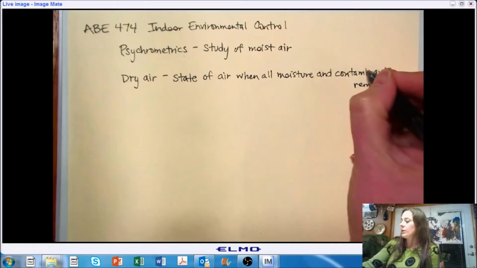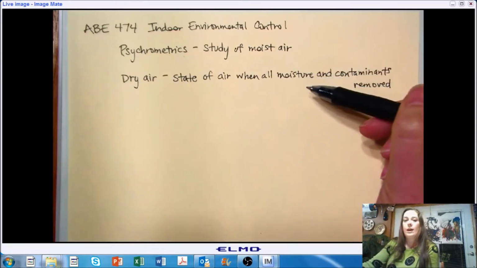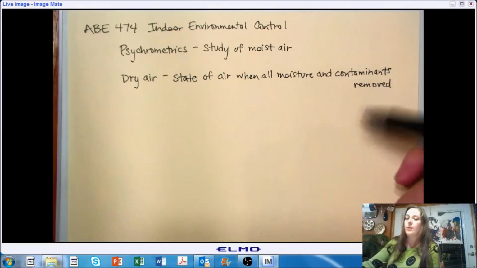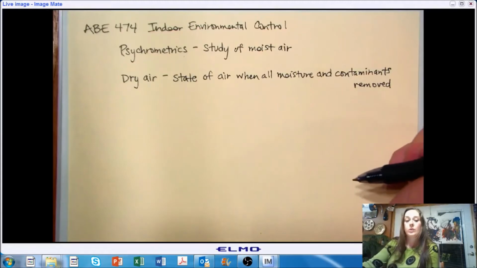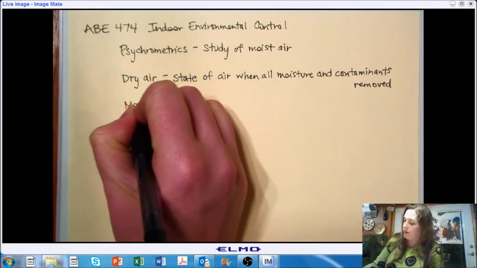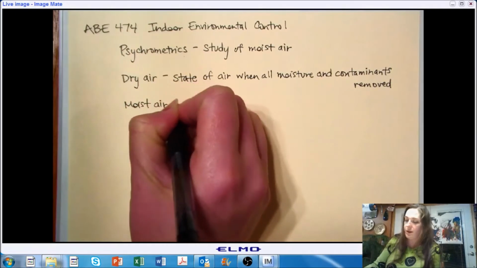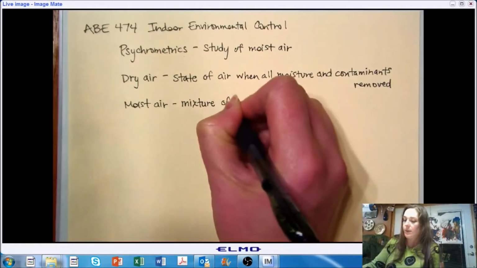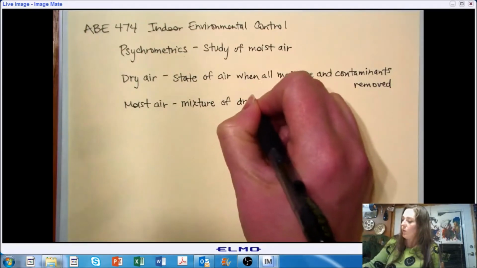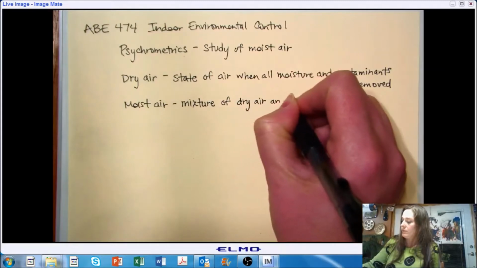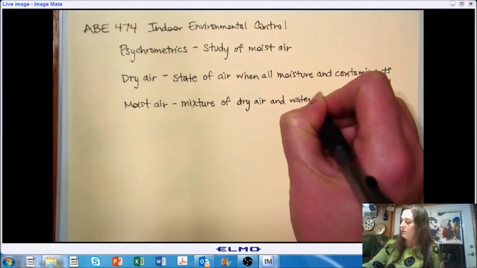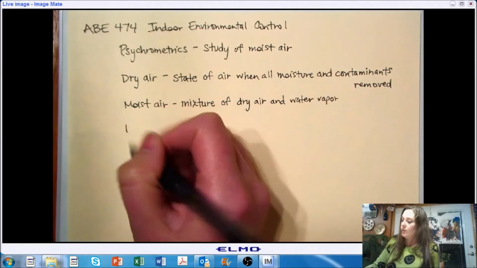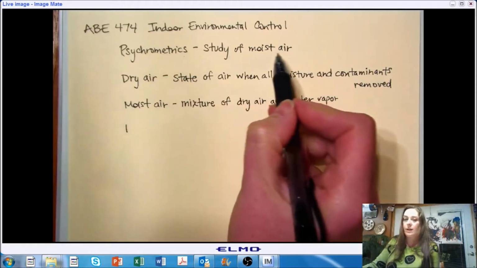For a lot of our psychrometric properties, things are done on a dry air basis. So it's important to understand what we mean when we say, like, mass of dry air. Counter to that, moist air is what we're almost always working with in reality, and it's a mixture of dry air and water vapor. And just to refresh ourselves a little bit, psychrometrics is the study of moist air.